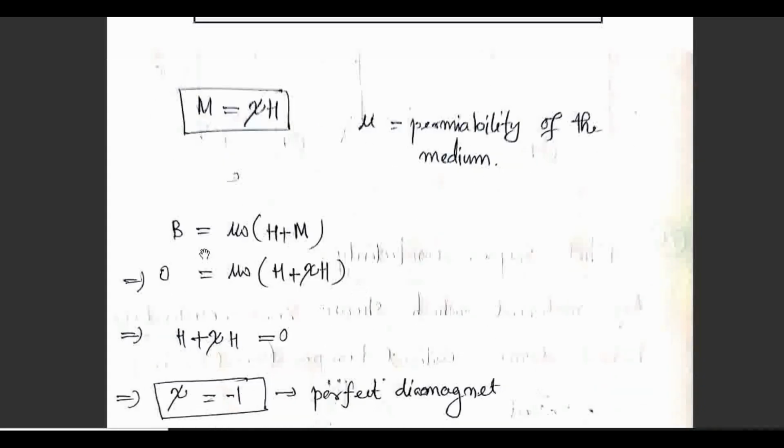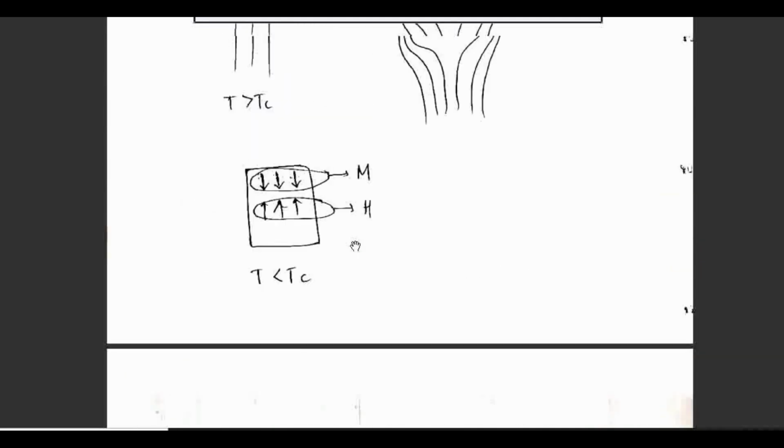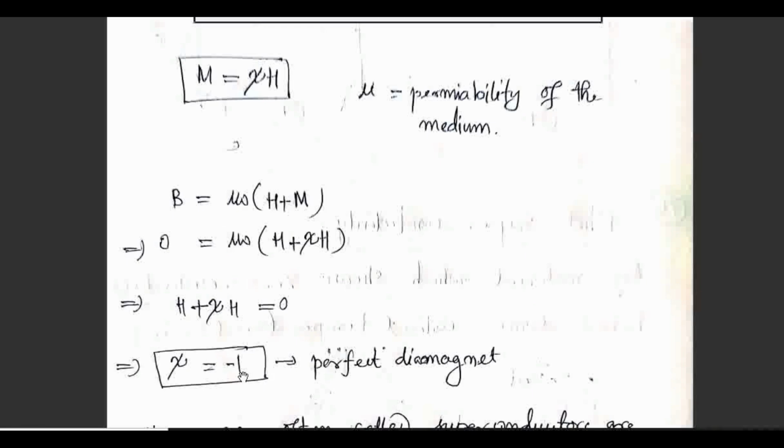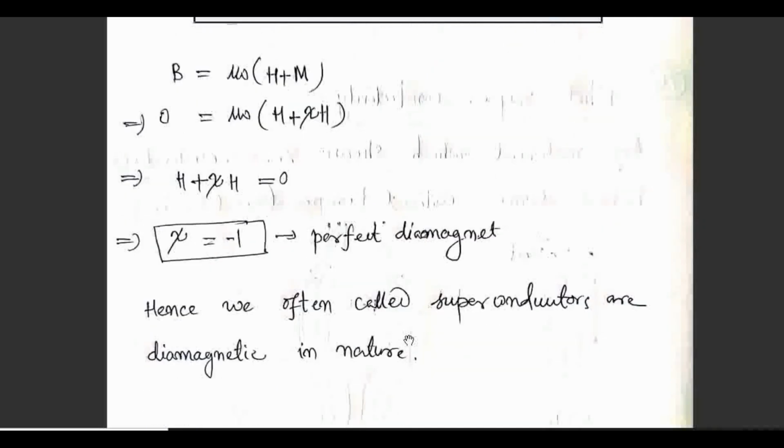Now we know that M equal to chi H, and for any material the magnetic field B can be defined as mu naught times (H plus M). If you put M equal to chi H in the place of M, and we know that for this case B equal to 0, then you will get chi equal to -1. That means it is a perfect diamagnet, because for a perfect diamagnet we achieve the case chi equal to -1. Hence we often call the superconductor diamagnetic in nature.